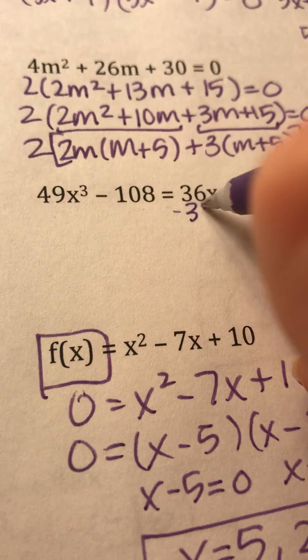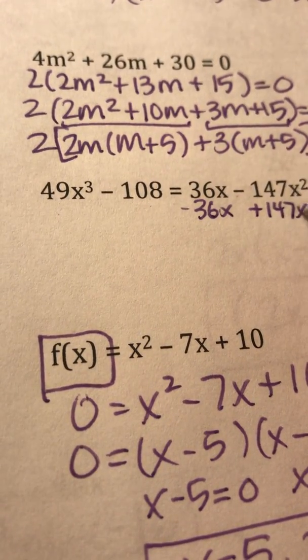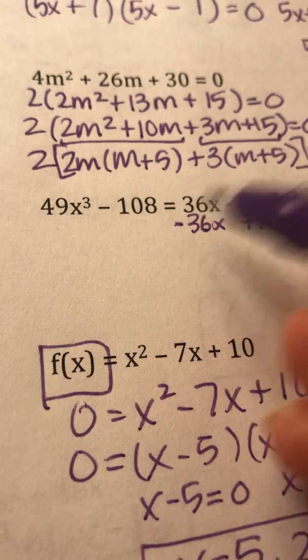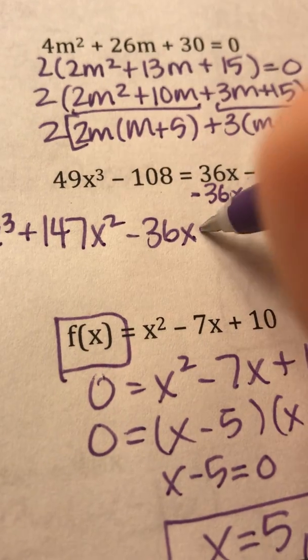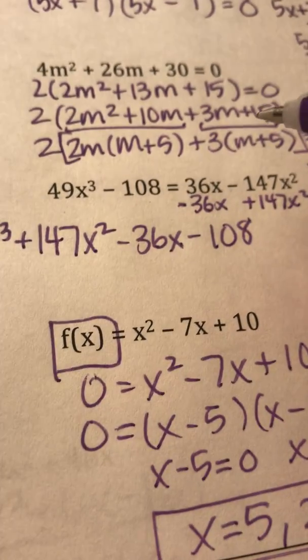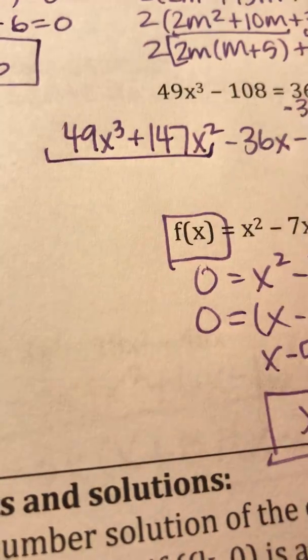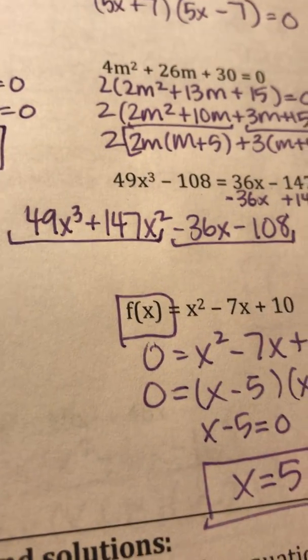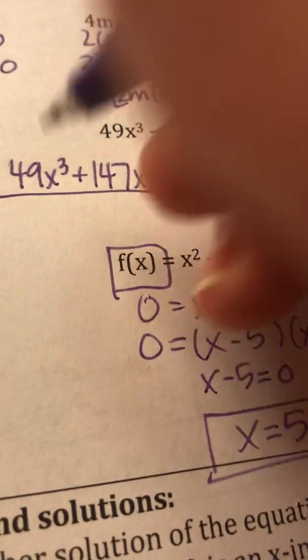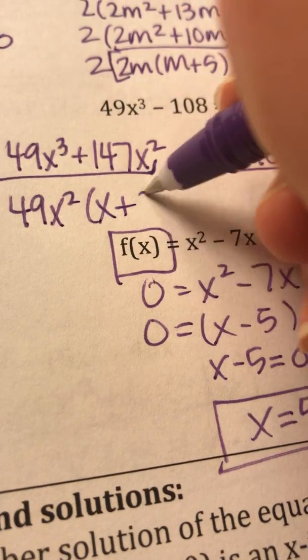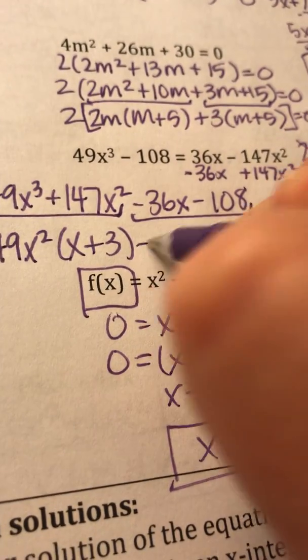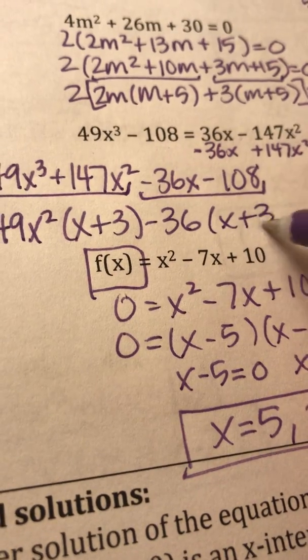Okay, so I'm going to subtract 36x and add 147x squared. And then when I do that, I'm going to write them in the proper order. So I'll have 49x cubed plus 147x squared minus 36x minus 108. Okay, now I can group. Okay, now I know that this is a common factor of 49x squared. I have x plus 3, and then negative 36x plus 3.